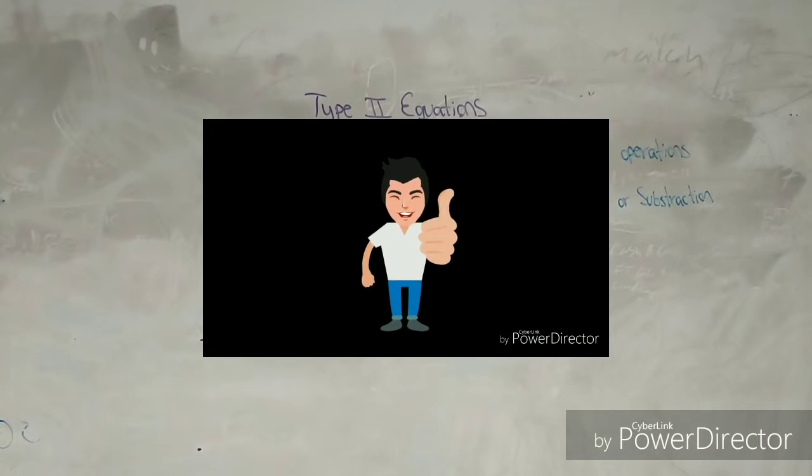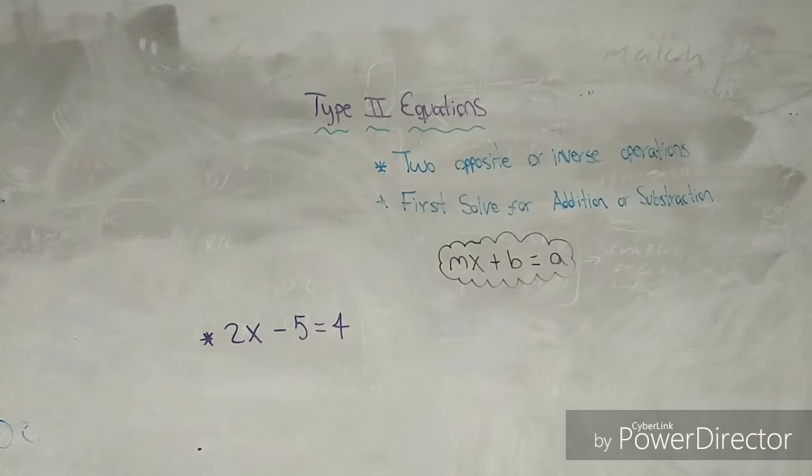So here we go. As a first example, we're going to take a look at 2x minus 5 equals 4. So just as it says here, the first thing we have to do is to solve for the addition or the subtraction. After that, we're going to do the number 2 part.